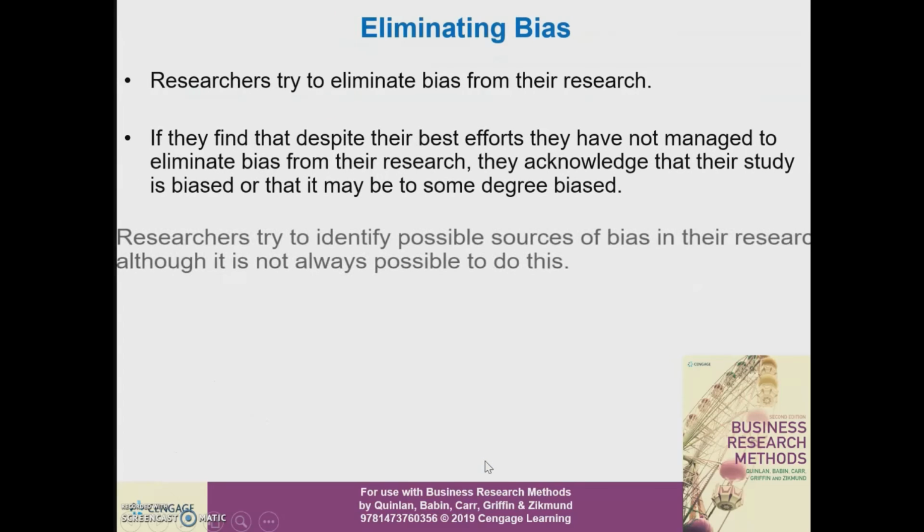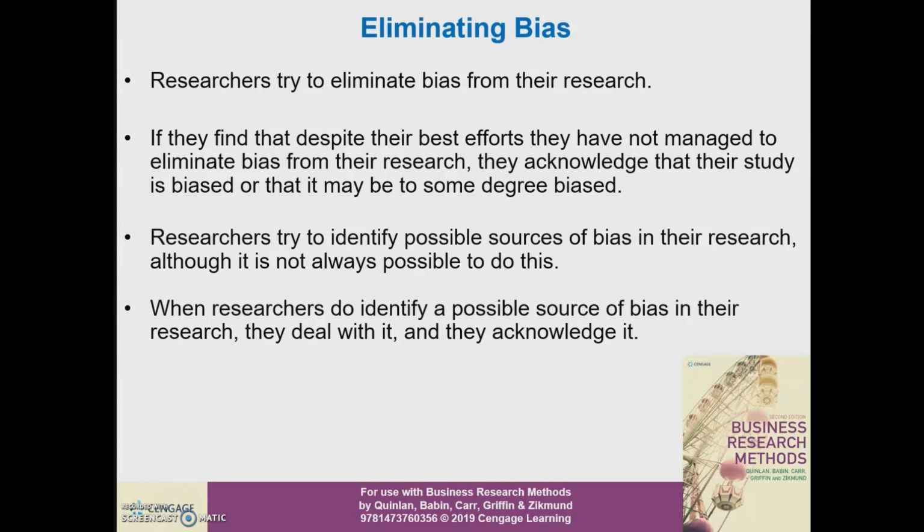So how do we actually eliminate bias? Researchers try to eliminate bias from the research. If they find that, despite their best efforts, they have not managed to eliminate 100% of bias from their research, they should acknowledge that their study is biased, or that it may be biased to some degree. Researchers try to identify possible sources of bias in their research, although it is not always possible to do this. When researchers identify a possible source of bias, they will deal with it and they will acknowledge it.